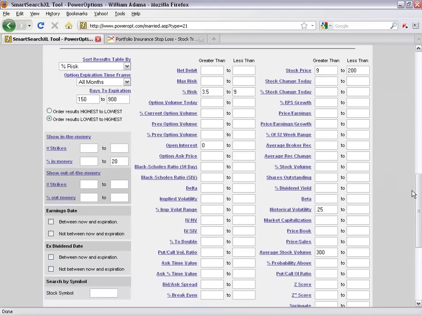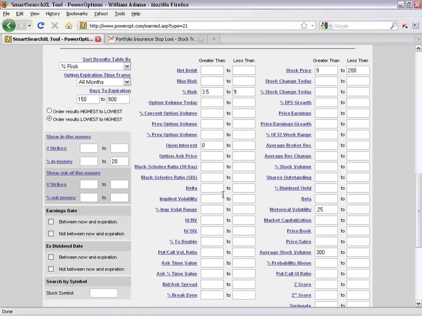For the criteria that are available, there's about 25 to 30 different option criteria you can screen by, and about 30 or so stock criteria you can filter by as well. The key is to first not be overwhelmed. We of course want to keep it simple, and there are some criteria that you will want to adjust slightly but not fully change.